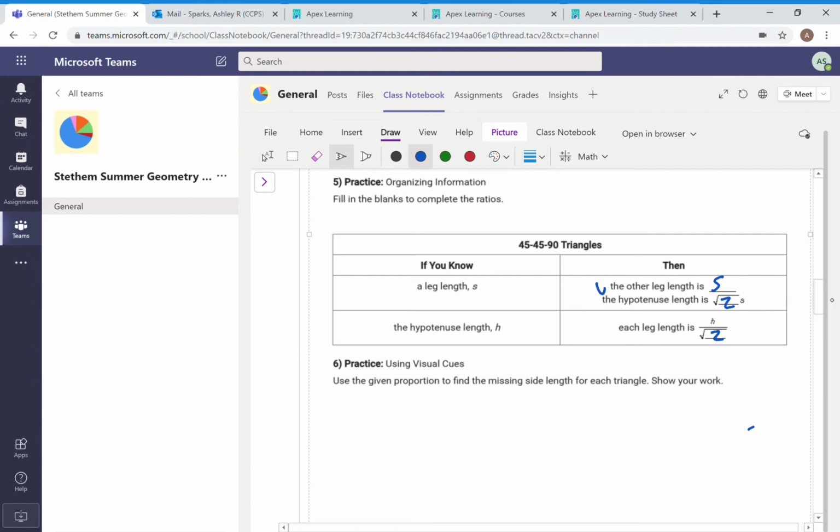If a leg has a length of s, any value, 10, 20, 30, 18, the other leg also has a length of s, the same. The hypotenuse is square root of 2 times whatever that length is. If you're given the hypotenuse, each leg is the hypotenuse divided by square root of 2.